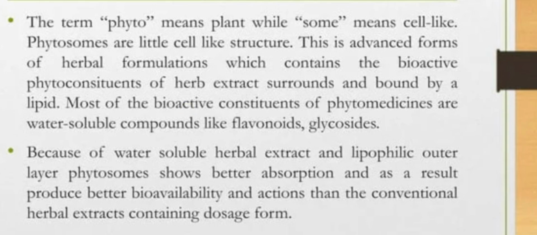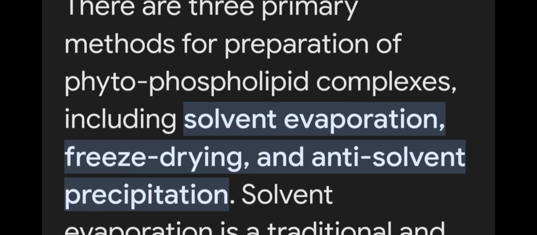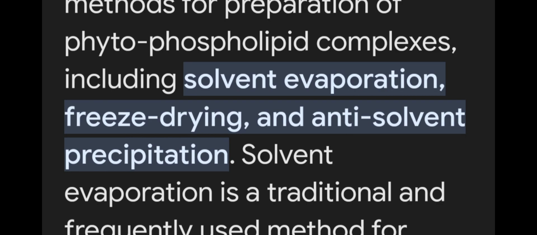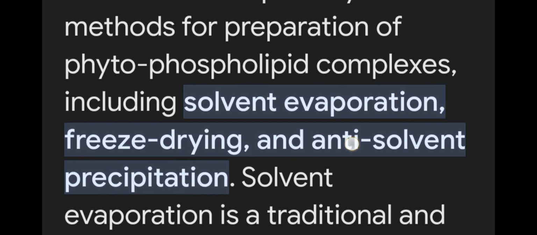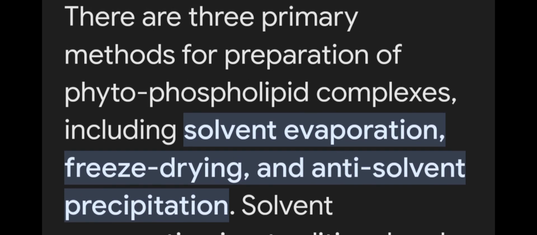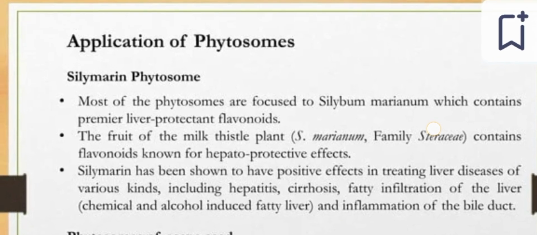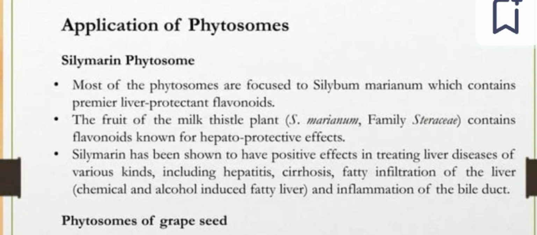Then for the preparation of phytosomes, we follow different methods. First one, solvent evaporation method, then freeze drying method and anti-solvent precipitation method. Some of the important key points as well as merits or applications we can discuss in this session. First of all, we have to know the applications of this dosage form. As a pharmacist, we are studying a lot of formulations in our profession, so we have to know the specific application.